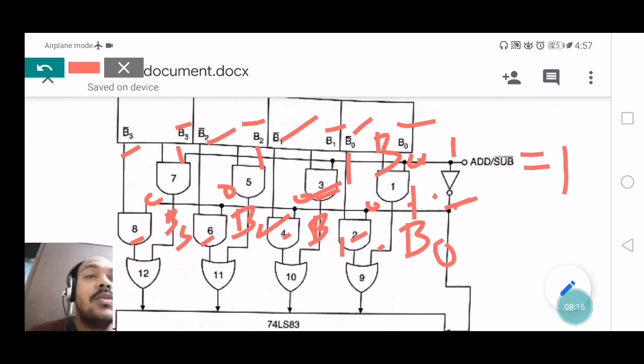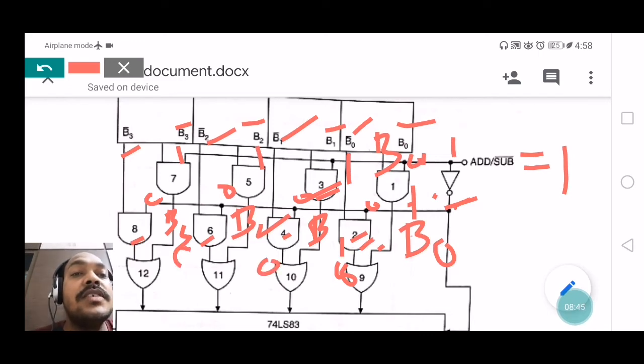Again, I am recollecting the truth table of an AND gate. If any one input is 0, the output of the AND gate is 0, whether both inputs are 0 or only one. So here in the second row, one of the inputs of each AND gate is 0, so I need not consider the other input, B0 bar. Obviously the output of the AND gate is 0. Similarly, the outputs of the fourth, sixth and eighth AND gates are 0.